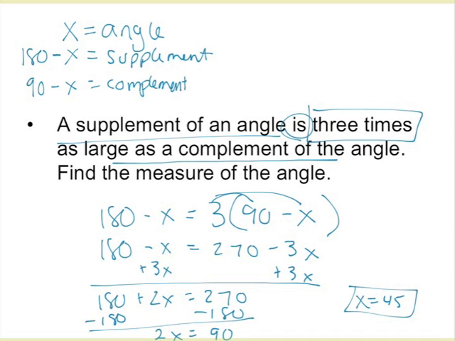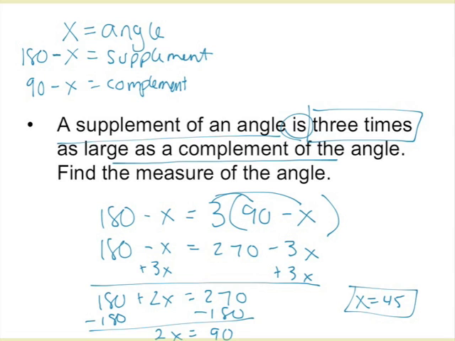Whenever you finish a word problem, reread the problem, or if it's under a set of directions, reread the directions to make sure that you've answered what you were actually asked for. So this question says, find the measure of the angle. If I look up at the top at what I defined things as, I said x was the angle, so I'm good. Because I found x is the angle, that's my answer.